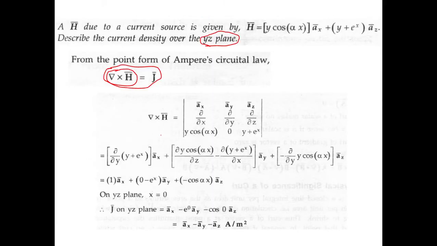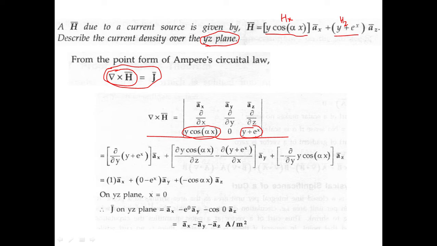So the same formula I've written, curl of H vector, right? Now in the H vector, we have something for ax, something for az, and ay is 0. So this is Hx, and this is Hz, right? Hy is 0.